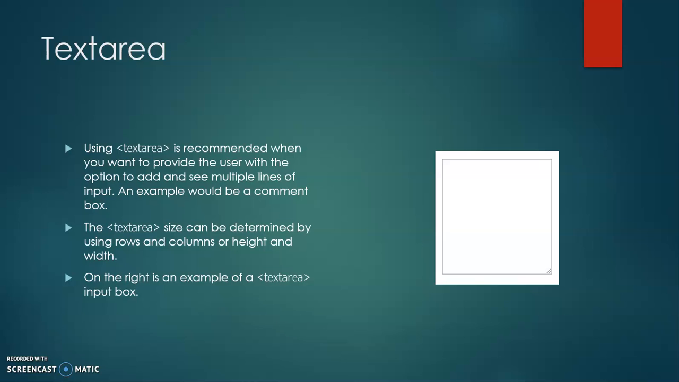Textarea is recommended when you want to provide the user with the option to add and see multiple lines of input. An example would be a comment box. The textarea size can be determined by using rows and columns or height and width. On the right is an example of a textarea input box as it looks in a browser.